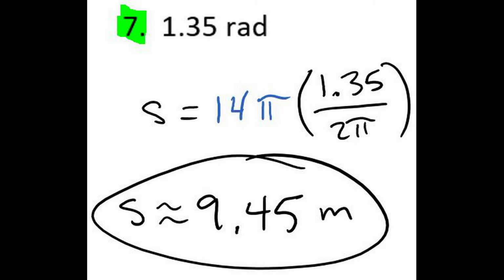I don't know if there's any decimal after that. I think that's it, so it shouldn't be squiggly lines. It should be just a normal equal sign, but 9.45 meters is what I got for an answer. Let's look at number 11.